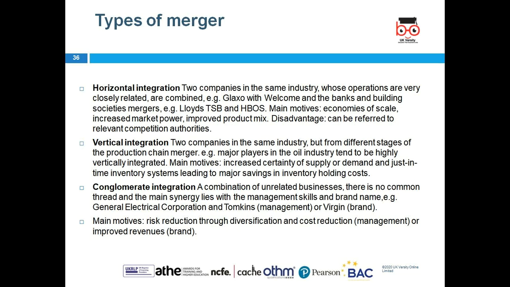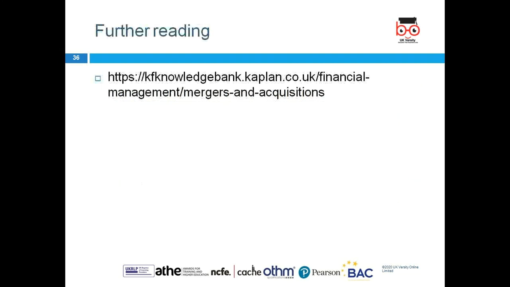Again, conglomerate integration is a combination of unrelated businesses. There is no common thread, and the main synergy lies in management skill and brand names. General Electric Corporation, Tomkins, the Virgin brand. Think about Virgin Atlantic, Virgin Airline, Virgin Train, Virgin Electric, Virgin Broadband. They all merged and they are achieving the desired objective for the organization. So these are the mergers and acquisitions under the same brand.